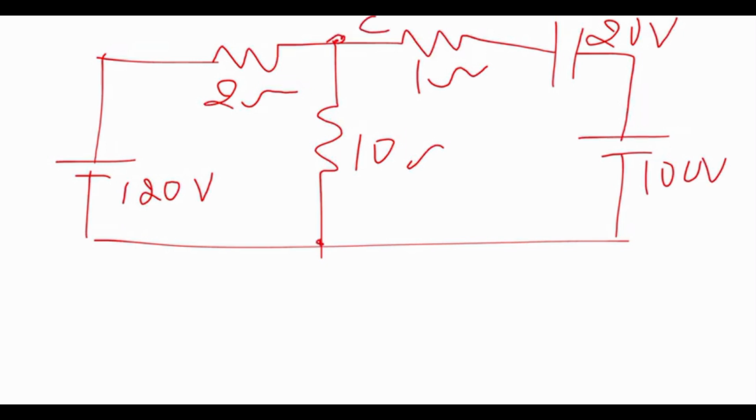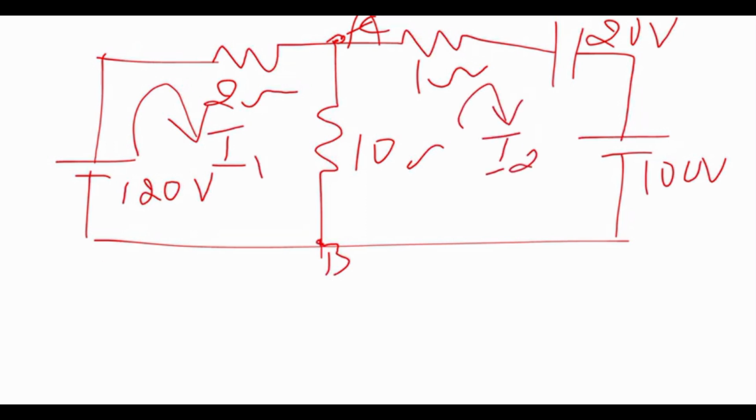If you want to find the drop across AB, first we need to find the current flowing through the 10 ohm resistor. To find that, we should apply KVL here. How many loops are there? There are 2 loops. Let us consider this as loop 1, the current flowing through this one will be I1, and let us consider this one as loop 2, the current flowing through that will be I2.